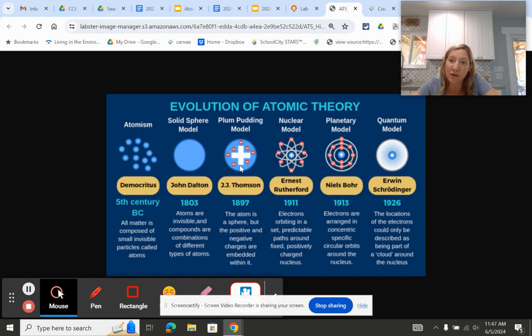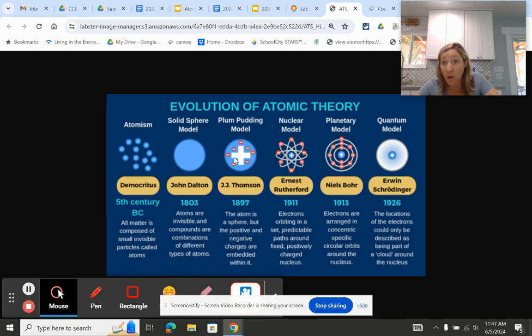Plum pudding, you guys don't eat plum pudding anymore. So another model might be like a chocolate chip cookie dough, for example, or chocolate chip cookie. The majority of the cookie is cookie dough, and the chocolate chips are randomly placed throughout. It's not like we measure the distance of chocolate chips. They're just randomly in there. So the whole cookie dough is positive, and then the chocolate chips are negative.